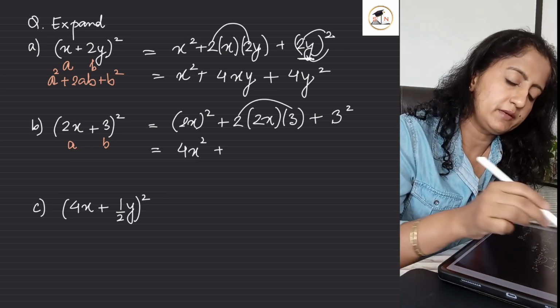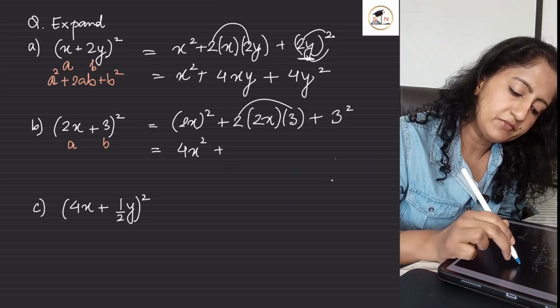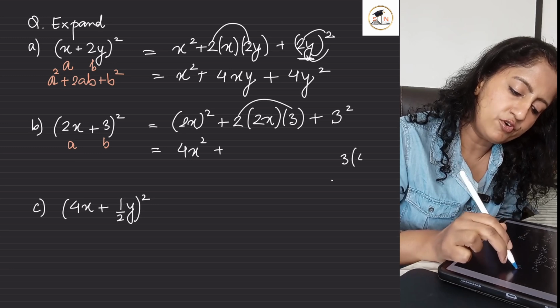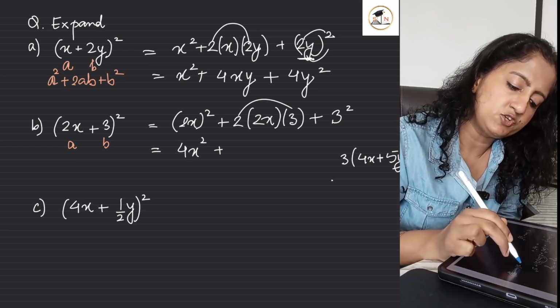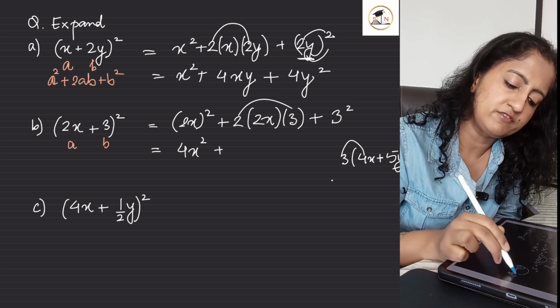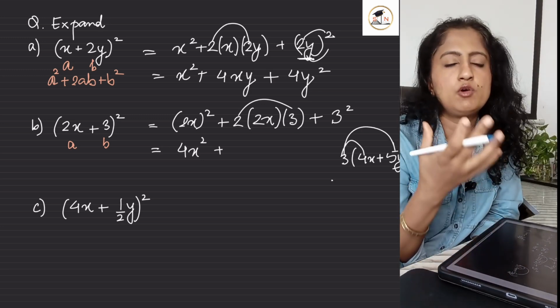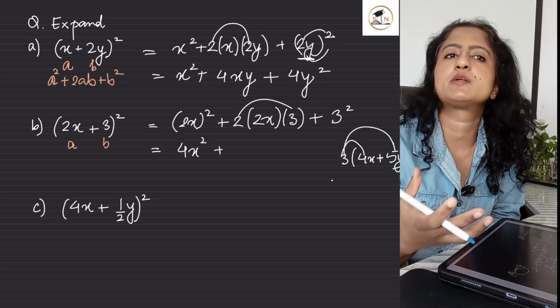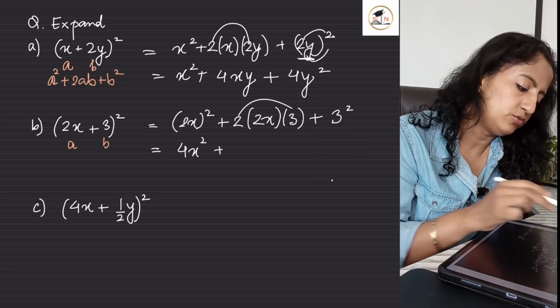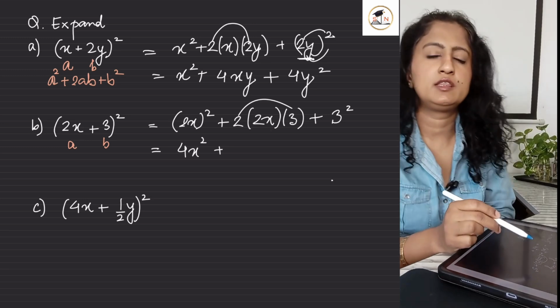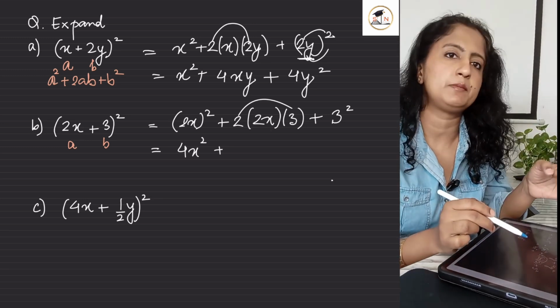Just see what I mean over here. If I am writing 3 into 4x plus 5y, in such an example, you multiply 3 with 4x and 3 with 5y, because what is applying over here is the distributive property. But when we are doing 2 into 2x into 3, there is no property. It is a simple multiplication.